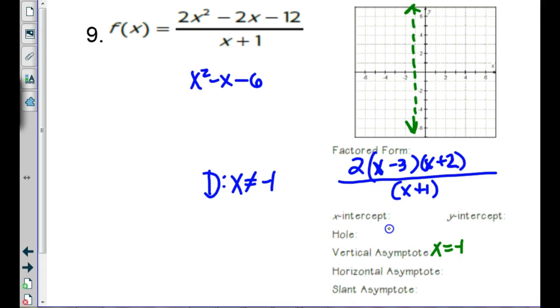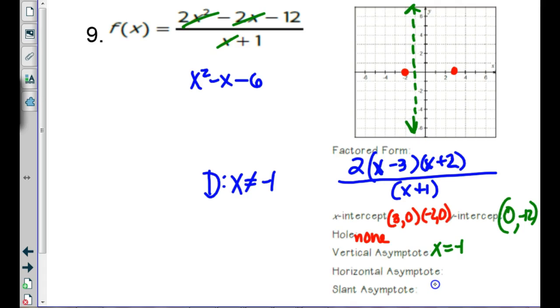Okay, x-intercepts, what makes the top 0? Is 2 a 0 out there in front? There's no way to make 2 equal 0. But to make this 0, we'd have 3 and negative 2. So negative 2 and positive 3. Y-intercept, if we plug a 0 back in the original one, gone, gone, gone, negative 12 over 1. Yeah, that isn't going to show very well. So eventually it'll cross down here at negative 12. I'm not even going to try.